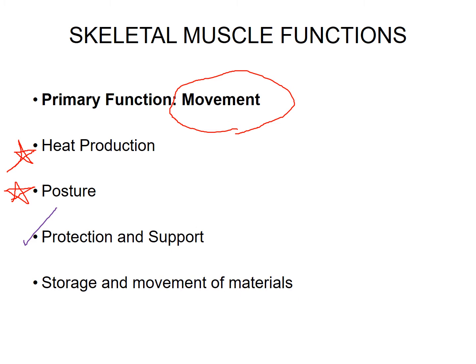And then last but not least, storage and movement of materials. We talked about myoglobin last chapter. We've also talked about the sarcoplasmic reticulum with the calcium, all sorts of neat things. But the main goal, what we're going to be focusing on, is movement. What do these specific skeletal muscles that we're going to cover actually do for us?